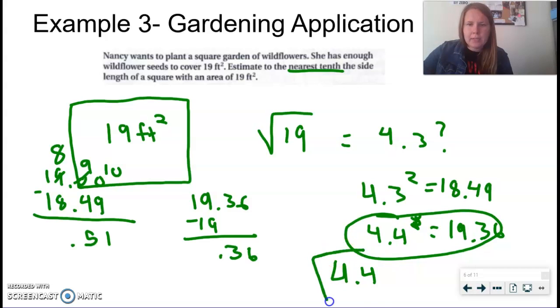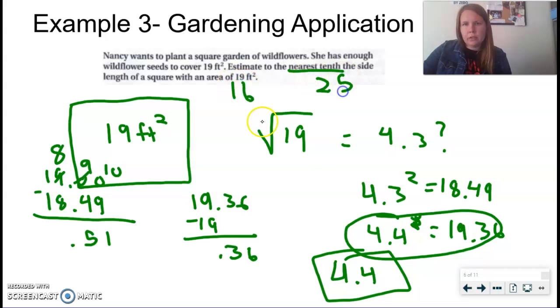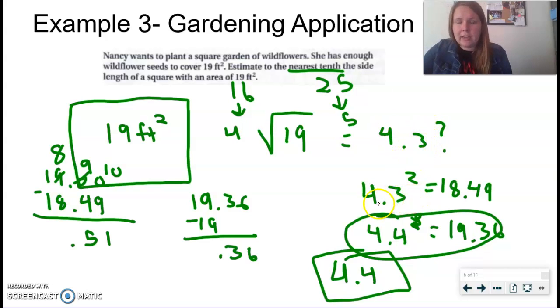So that's how I can use estimation. As you saw, I looked at 19 being in between the perfect squares of 16 and 25, which result in, if you square root those, 4 and 5. 19 is closer to 16, so I assumed I'm going to have a decimal closer to 4 than to 5. So that's why I started with 4.3 as a guess, and I tried 4.3 squared and 4.4 squared, and then decided which one's closer, and 4.4 is my closest solution.